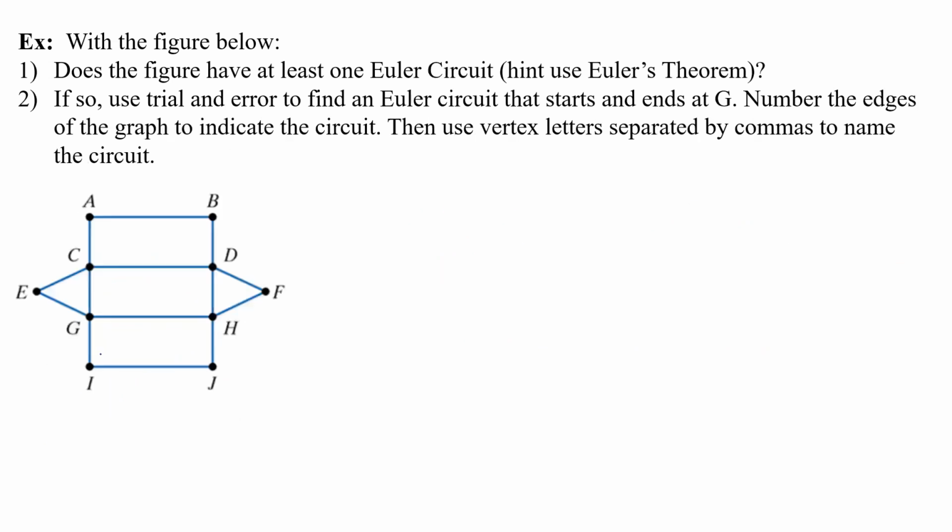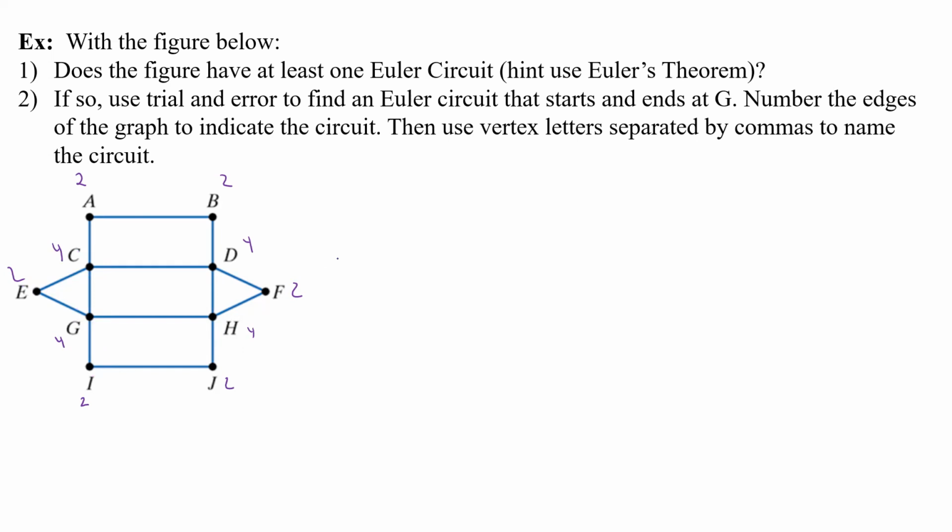All right. So now with this one, does the figure have at least one Euler circuit? So guess what we have to do again? We have to go and see how many vertices are odd or even. So here we have 1, 2, so that's even. 1, 2, that's even. Here we have 1, 2, 3, 4, so that's even. And so on for the rest. So it looks like they're all even.